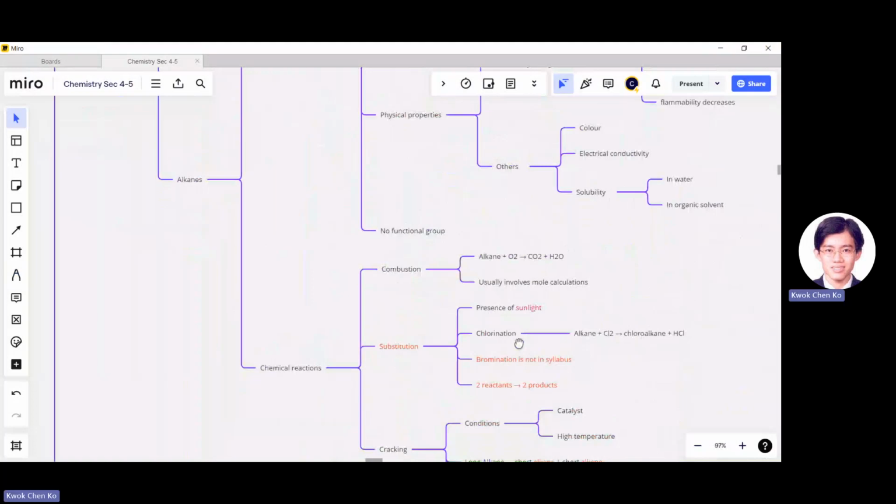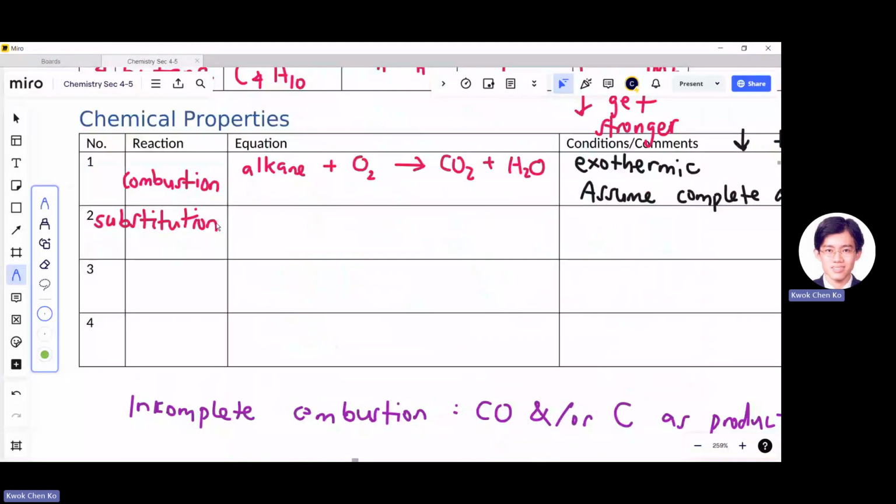Okay, there are many kinds of substitution. So for you guys, it's only chlorination. Later you see very soon. Okay, so basically it works like this. Alkane plus chlorine, and you get chloroalkane plus HCl.